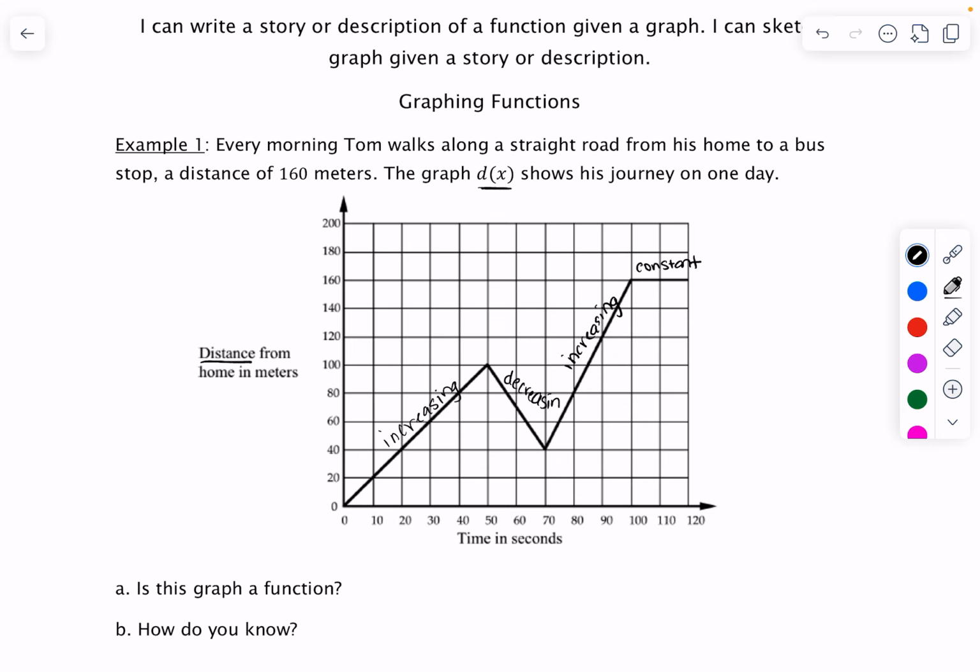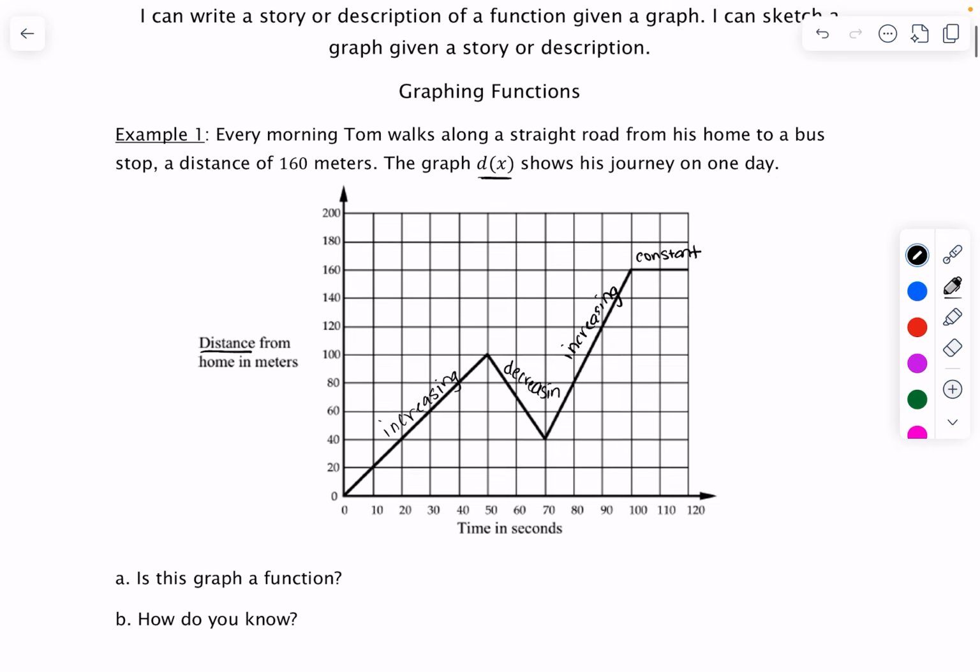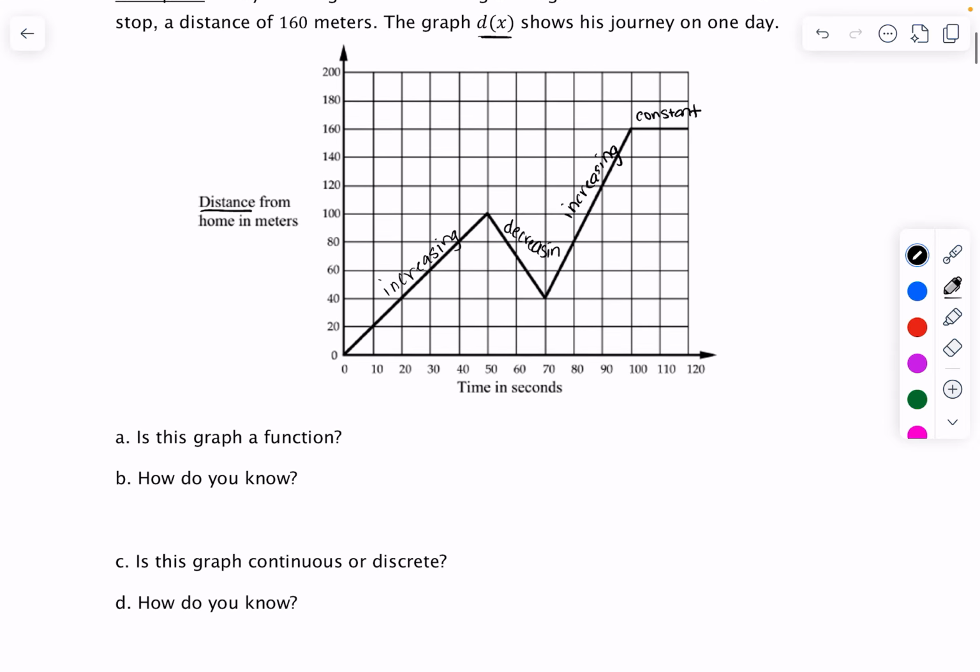So I've got some questions to ask about this graph, and we're going to take a look at one at a time. The first question is a basic one: is this graph a function? So this graph is a function. And how do you know? You know in two ways.